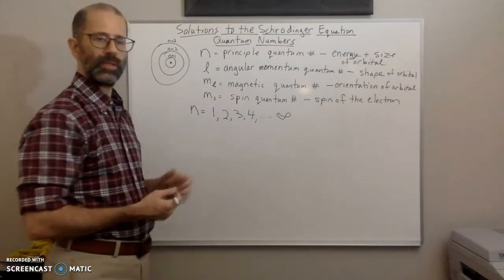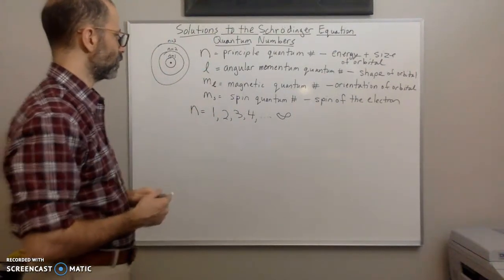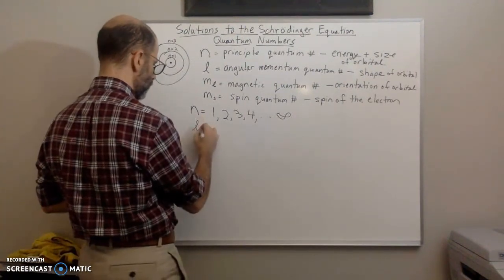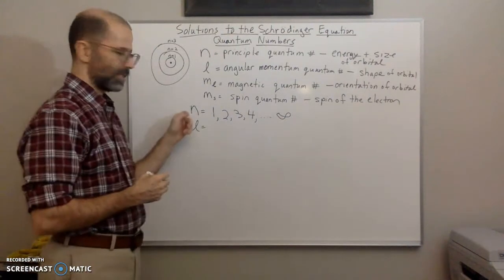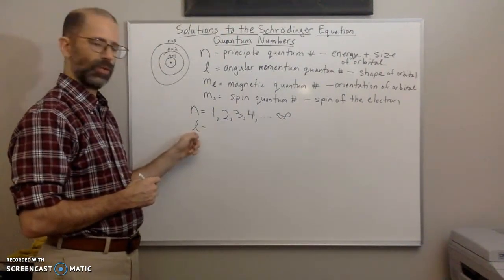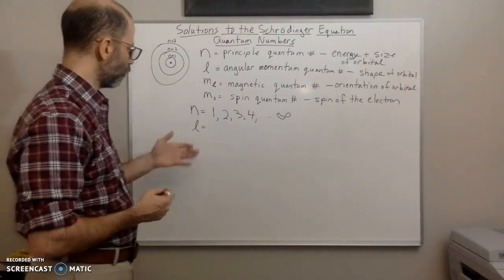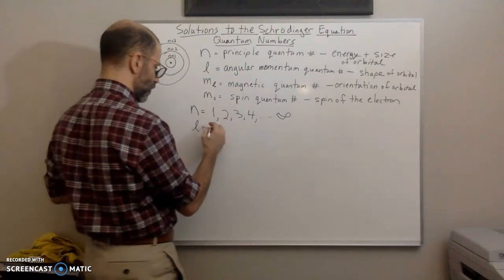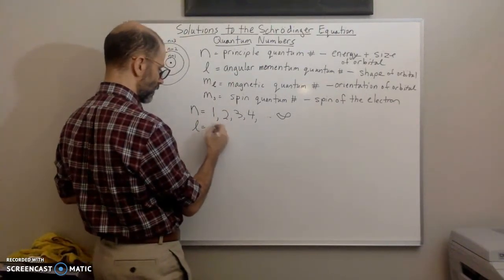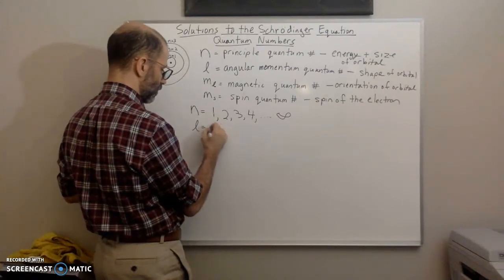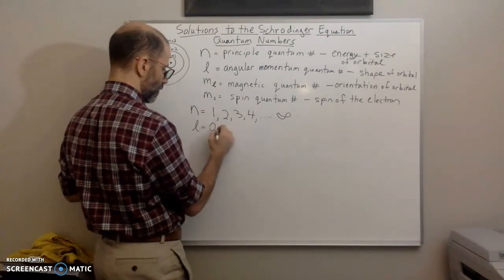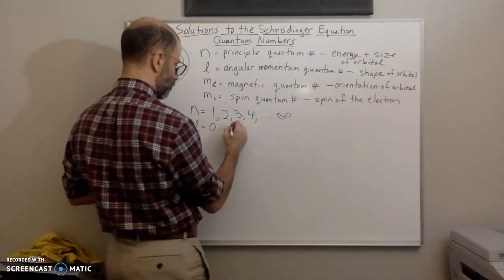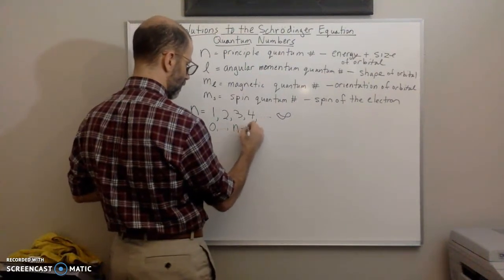Next, your angular momentum quantum number, l, has values that are related to n. So I can determine what the l values are. The l values are going to start at 0, and go all the way to any integer up to n minus 1.